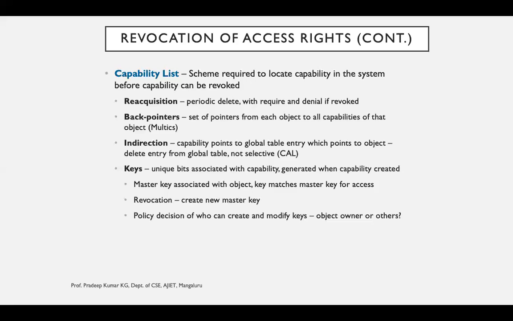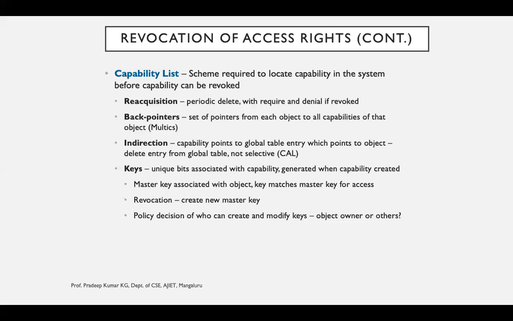So now, how to revoke this one? We'll just revoke it, saying that you are not allowed. That's it. So that is the set of pointers from each object, because there is a link, something like a transitive rule, you can say.